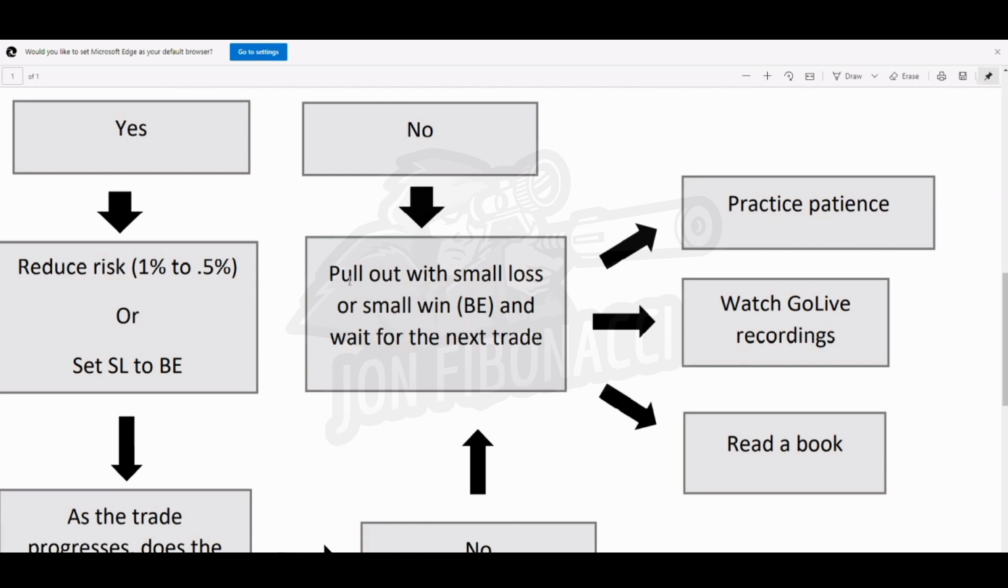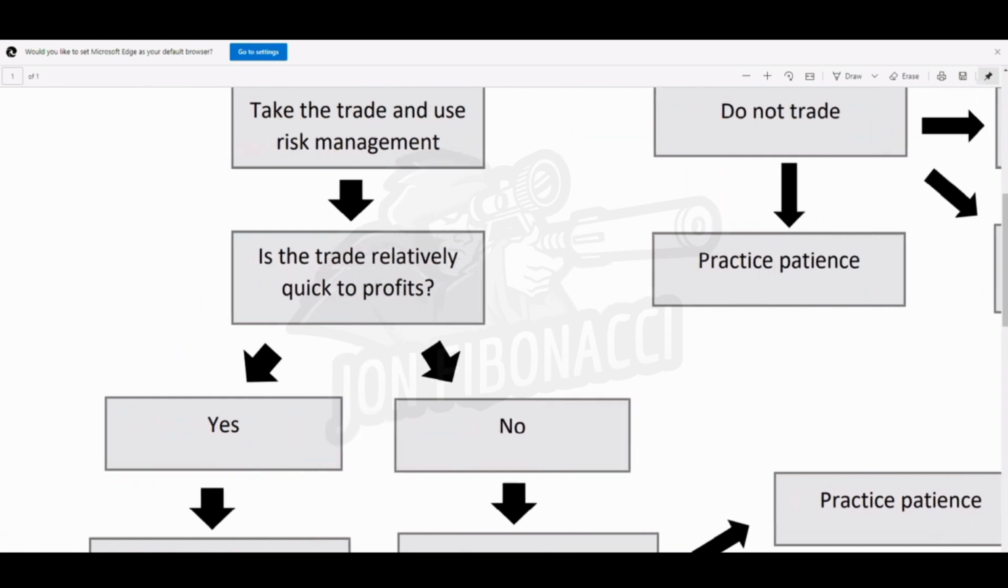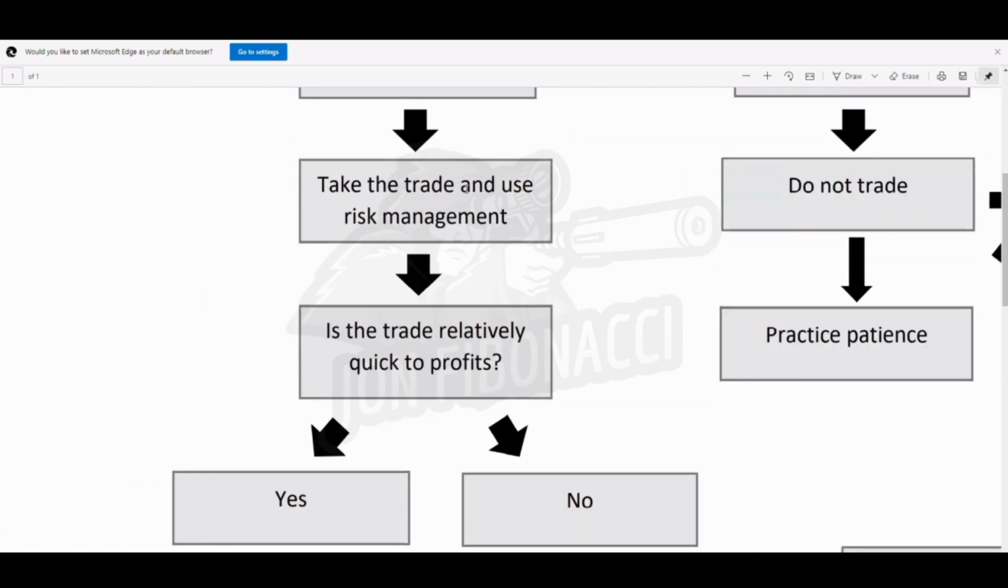Okay, so pulling out with a break even, whether it's a small loss or a small win, you kind of go back to the beginning, right? And what to do? Well, practice patience, go watch go live recordings, or read a book. Of course, there's other things, sniper course, host a Zoom call, whatever you want to do. Okay. Now, let's back up a little bit. Now, let's say we took the trade, whether it's limit or market. Is the trade relatively quick to profits?